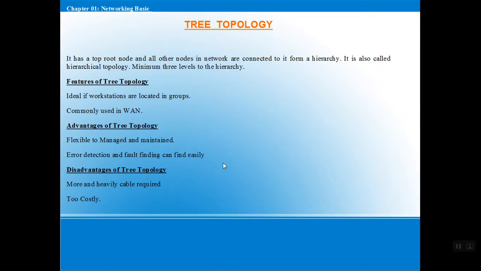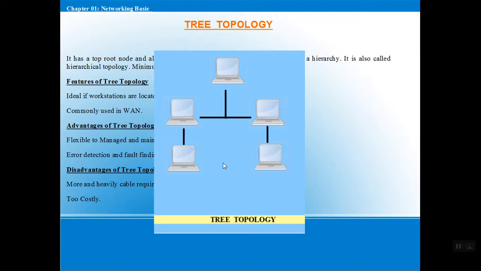Another, we have a tree topology. In the tree topology, the computers and devices are connected in the form of a hierarchy, or have a root structure. We have a top root, and it is connected with the subroots, and the subroots are connected with different subroots. In tree topology, the data is shared from the top order down to the lower order.